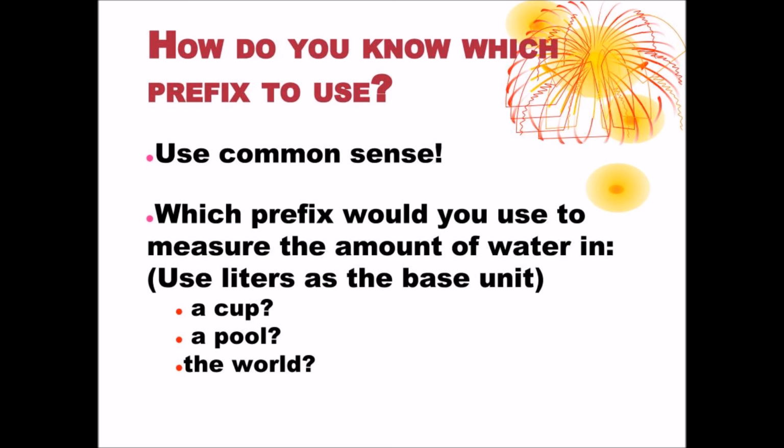How do you know which metric prefixes to use? Please use your common sense. Which prefix would you use to measure the amount of water in a cup, a pool, or the world? Well, a cup is definitely less than a liter, so I might use centiliters. More commonly, we use milliliters. A pool is a pretty large amount of water, so I might use kiloliters. And the world, I might need to even use a bigger unit for that.